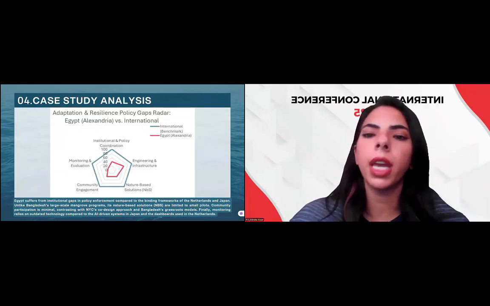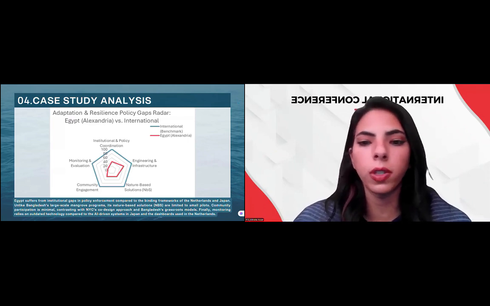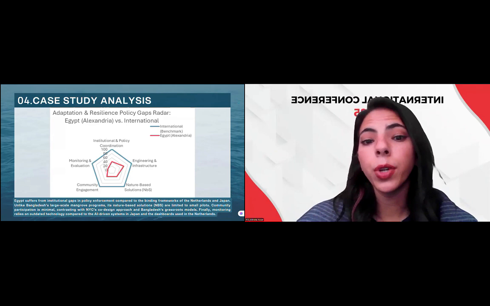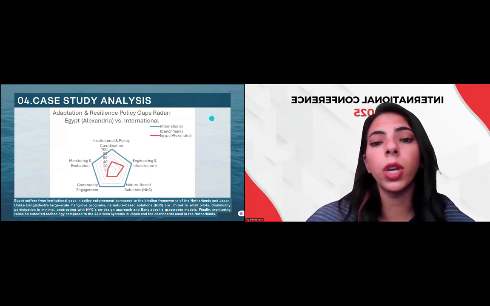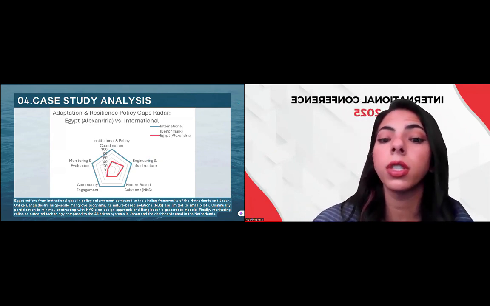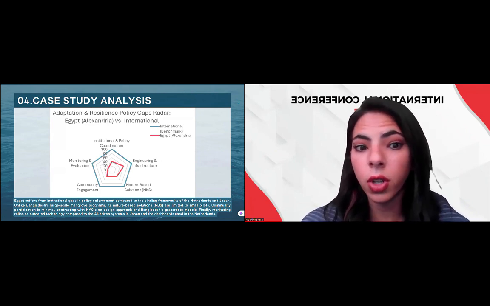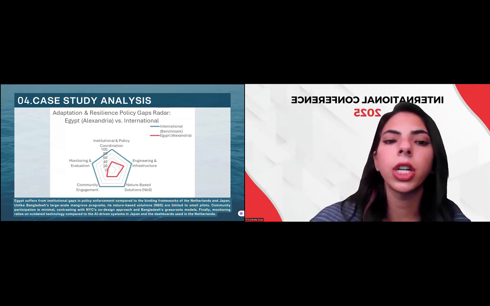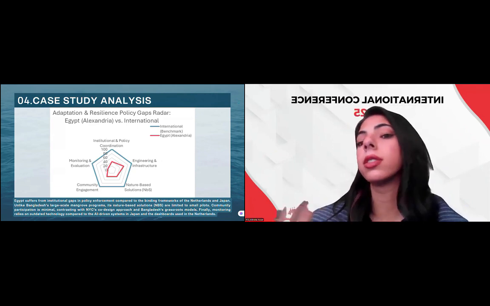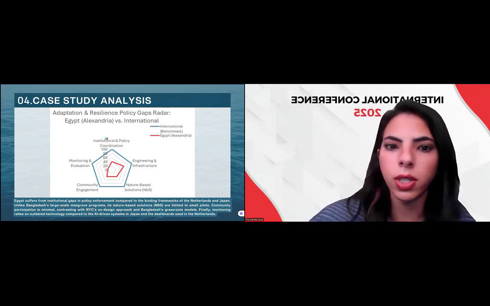So from the case study analysis, we have a set benchmark, the international benchmark on adaptation processes and how they are implemented in order to combat coastal flooding. And we realized that in Alexandria specifically, we're doing great when it comes to the engineering and infrastructure aspect. However, when it comes to the nature-based or the institutional and policy coordination and community engagement, that still needs a lot of work. But of course, the main aspect here is monitoring and evaluation. We are yet to publish the National Adaptation Plan's strategy or progress, although it has been produced ever since 2011.